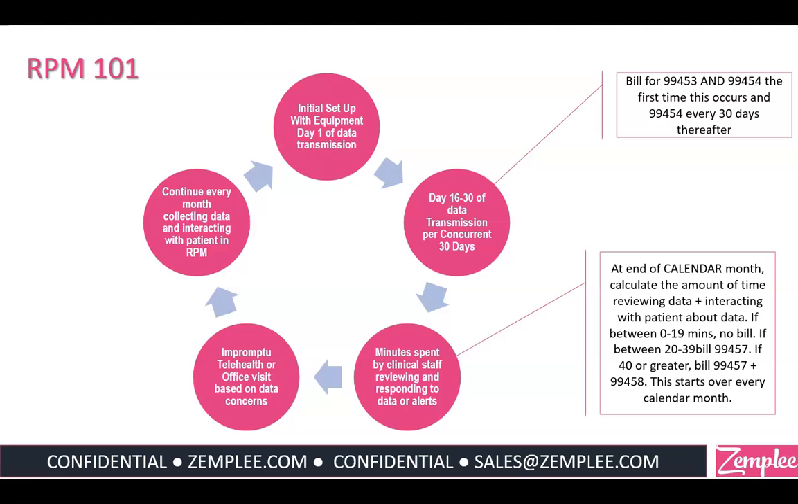But just because you bill for it on the 16th day, if you got 16 days of concurrent transmissions, doesn't mean that you can start billing for the next cycle then. You have to wait till the 30th day, and then afterwards you can start your 30-day cycle again. So you have 30 days to get 16 days of data transmission, and you don't need continuous data transmission. One data point a day is fine.